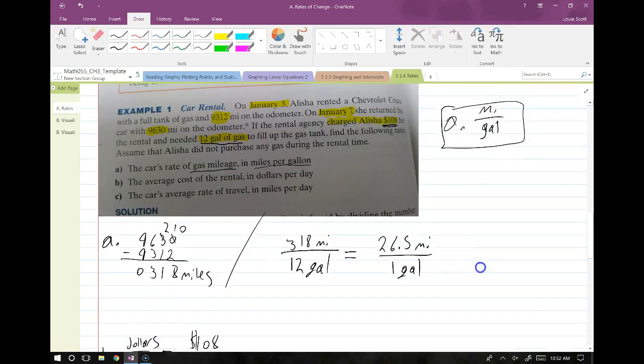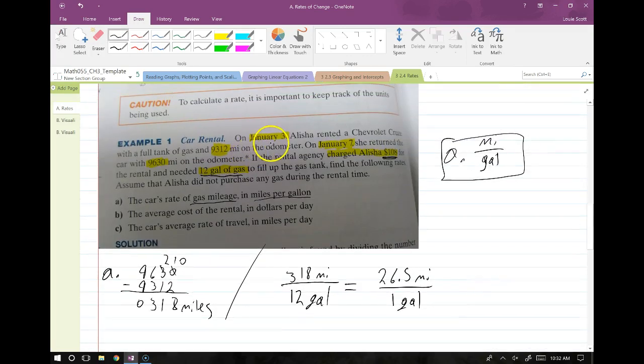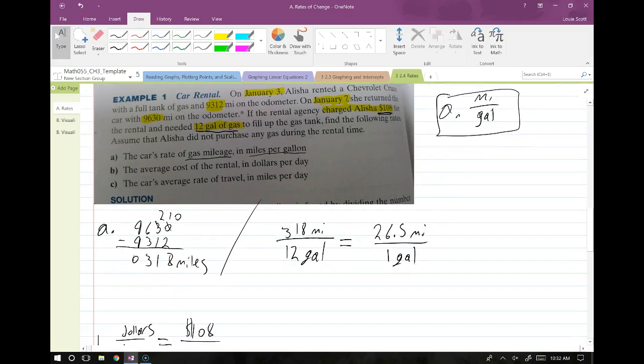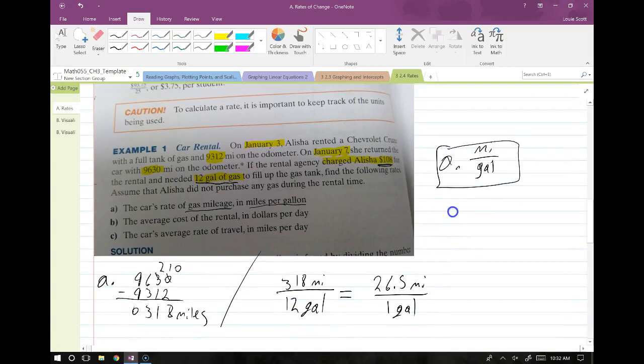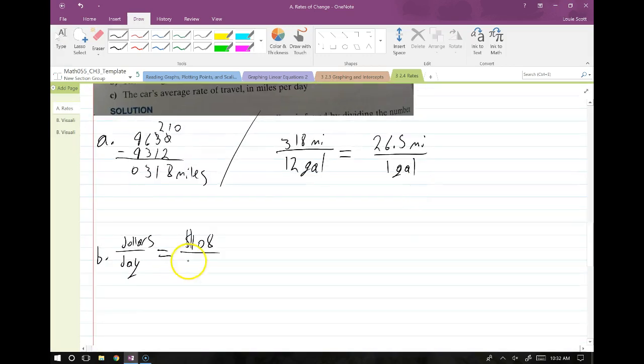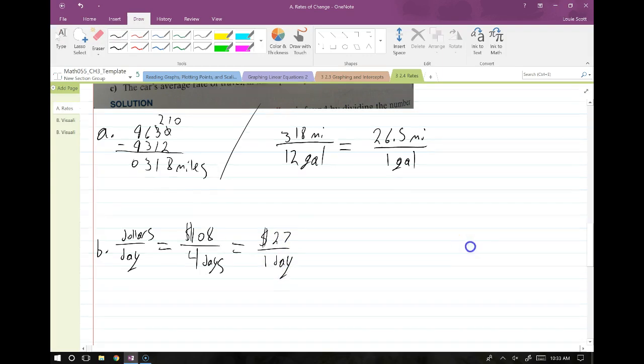The days, well, let's see now. She rented it on January 3rd. She got it back on the 7th. 7 minus 3 is 4. So she had it for 4 days. Now we just need to do the division. So 108 divided by 4, that gives us 27. So we have $27 per 1 day. That is the rate that she was charged.